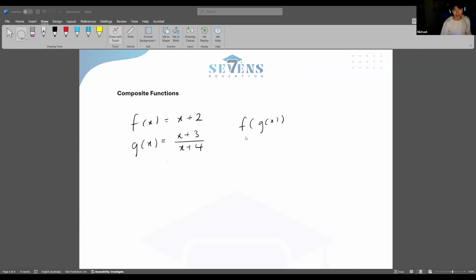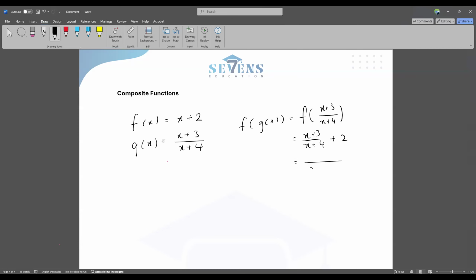Okay, Hannah, did you get the same thing? I just did x plus 3 over x plus 4 and then plus 2. Okay, so f of g of x is putting g of x into f. g of x is x plus 3 over x plus 4, so this is x plus 3 over x plus 4 plus 2. This is a composite function: you put two functions together and you get a new function. Does that make sense, Adriana?